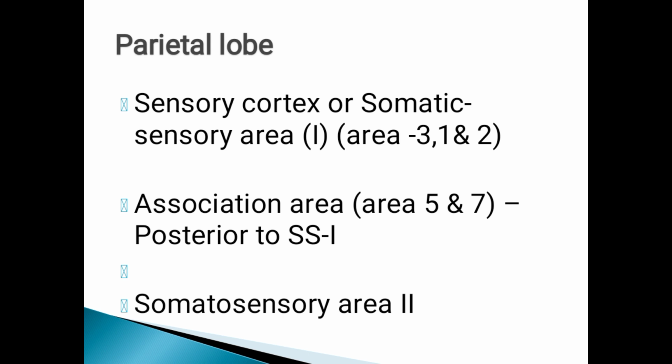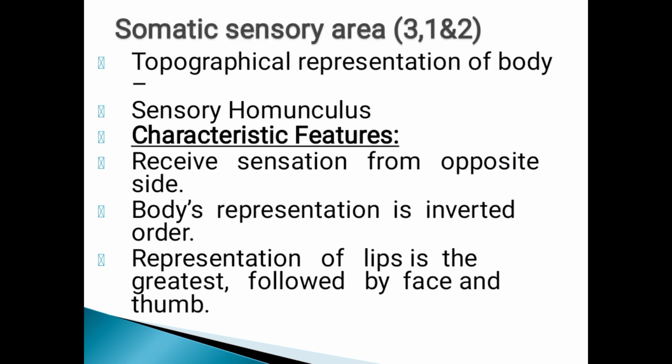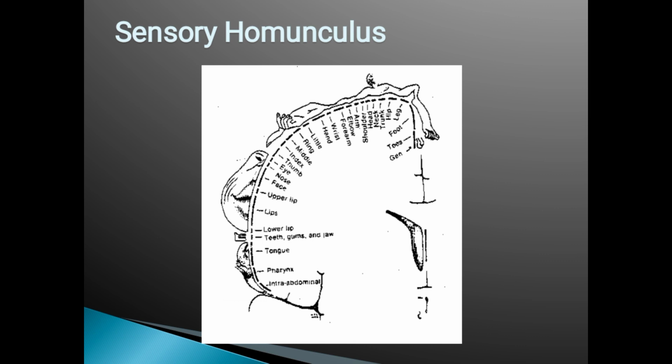Next, coming to the parietal lobe. The parietal lobe mainly consists of the sensory cortex, area numbers 3, 1, 2. Like the motor homunculus, there is a sensory homunculus. Whatever sensation is received from the opposite side of the body goes to this sensory homunculus. Here also the body representation is inverted. You can see the sensory homunculus here.